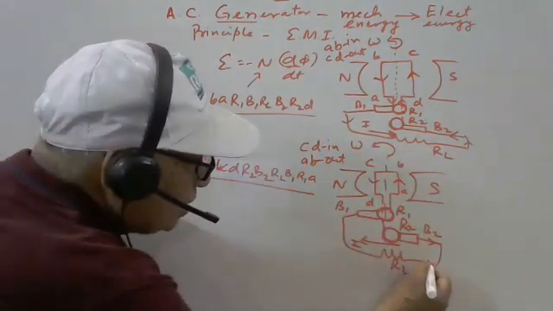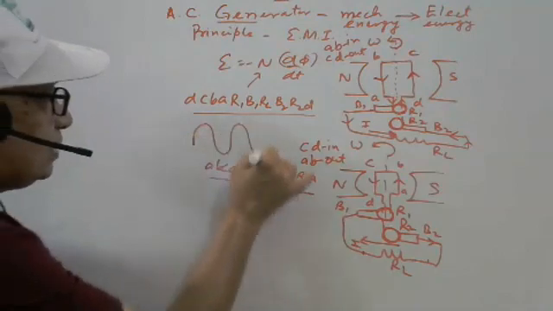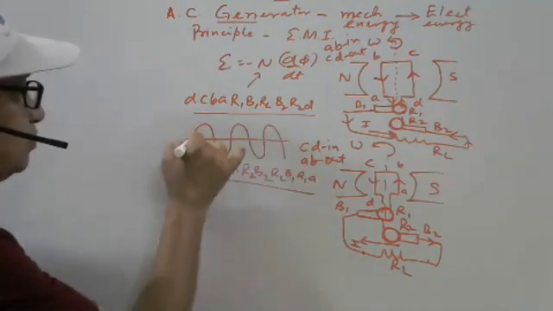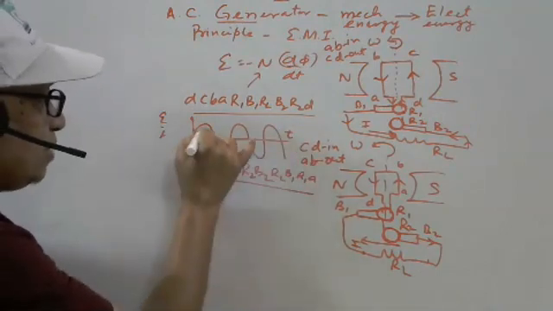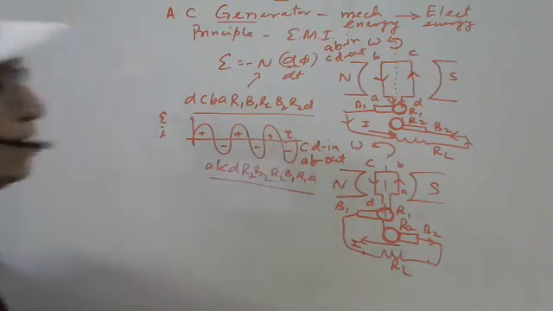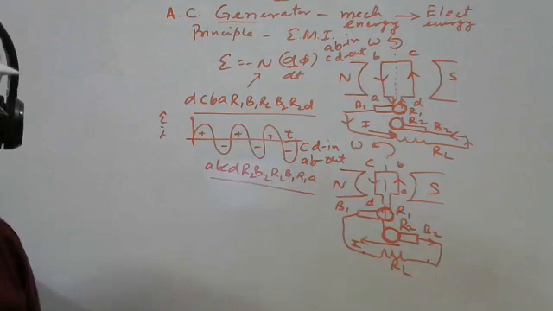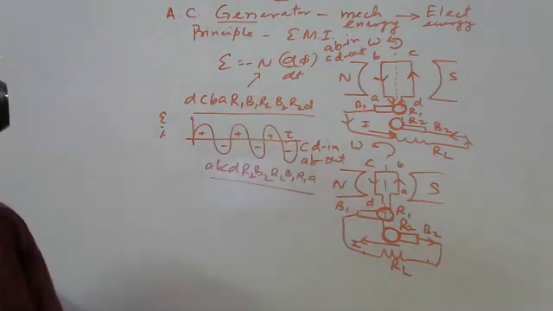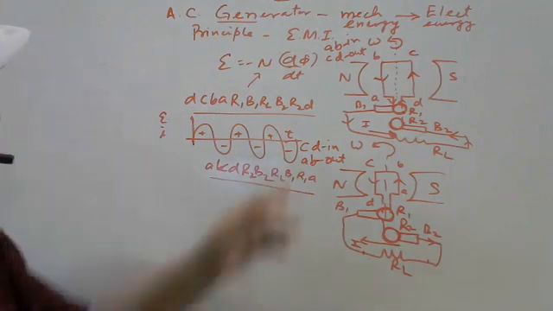And here, right to left. It means what? It is AC. So we are getting AC here. This is the AC output, current and voltage, which with respect to time is positive, negative, positive, negative. We are getting AC in the load resistance. So this is the working of an AC generator.